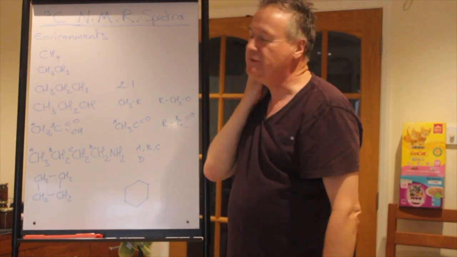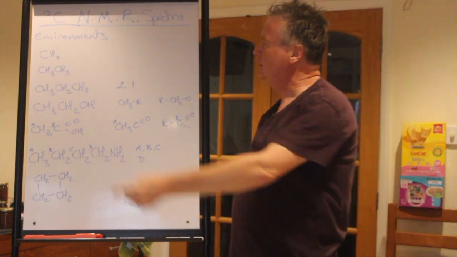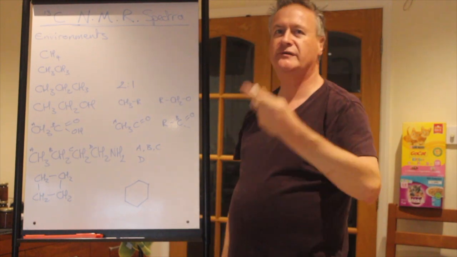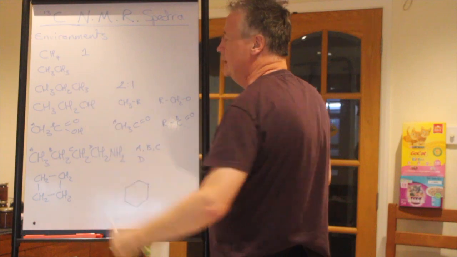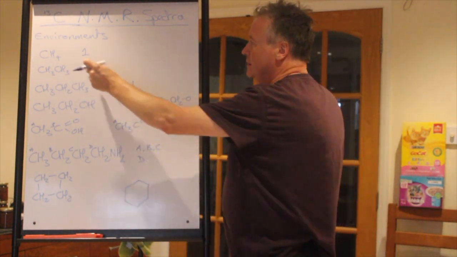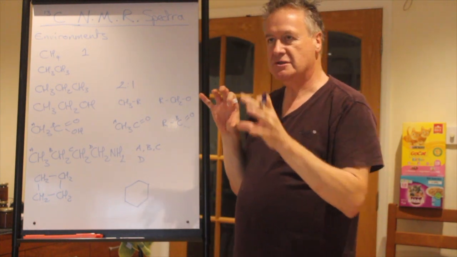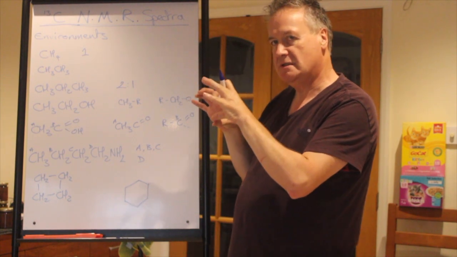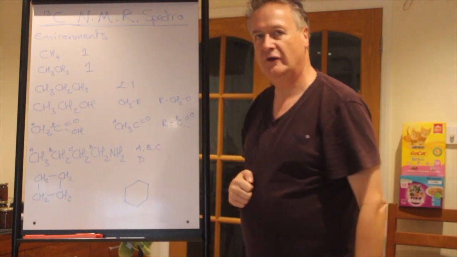So, environments. First one, methane. Obviously, with only one carbon, there was only one environment. Not likely to be a question you'll get. Ethane, because the CH3 is attached to a CH3, and if you go from the other direction, it's still CH3 attached to CH3. One environment again.